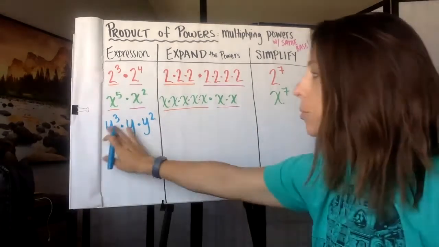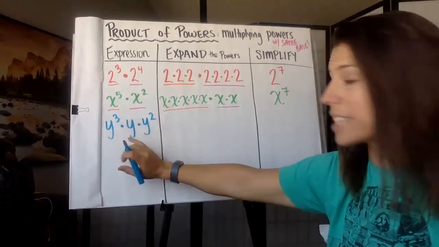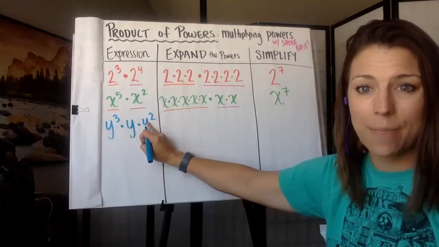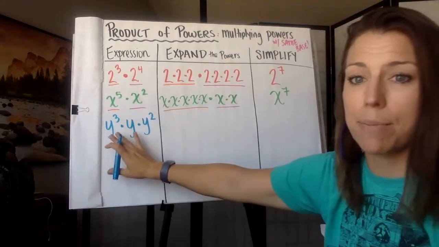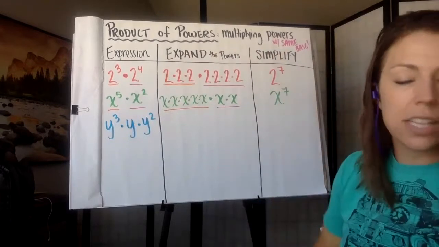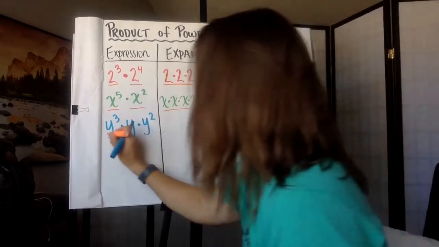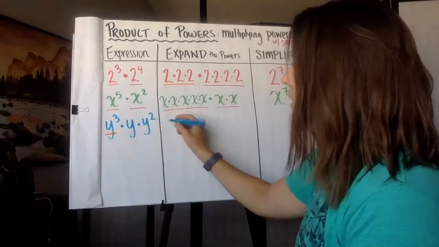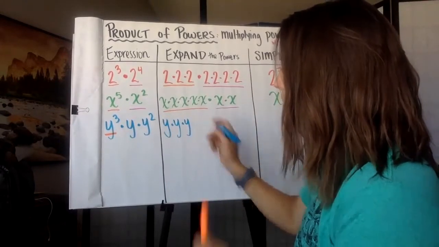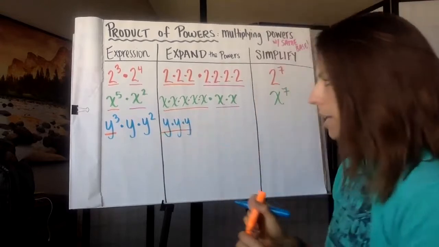Just because there are 3 powers here, it's still a product. I'm still multiplying, and they all have the same base of y. We'll look at an example next that doesn't have the same base. So that just means I can expand and simplify. So let's start with y to the third power. Y to the third power is y times y times y. That's what y to the third power means.